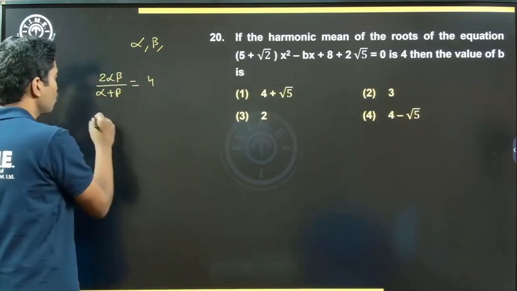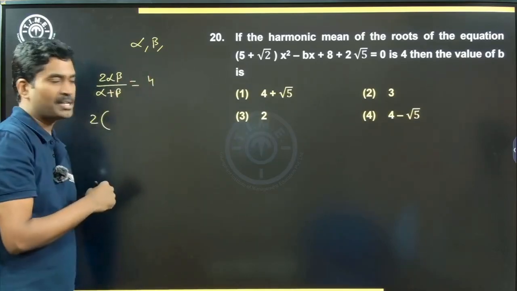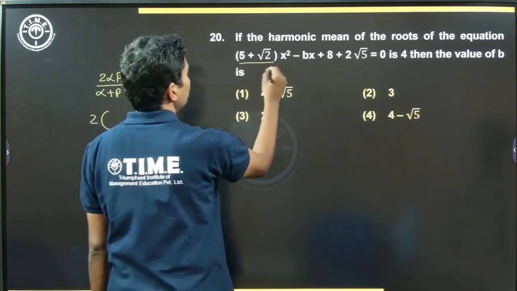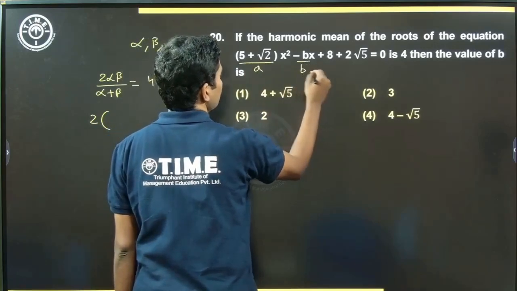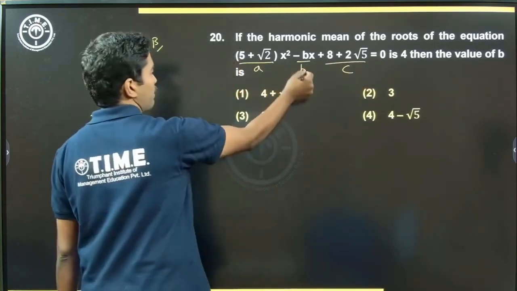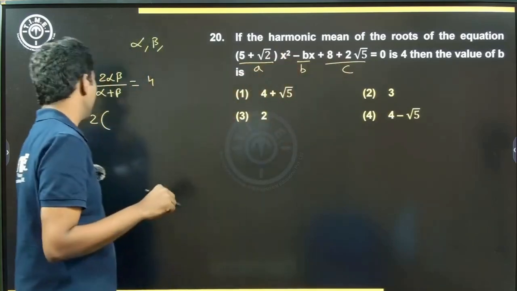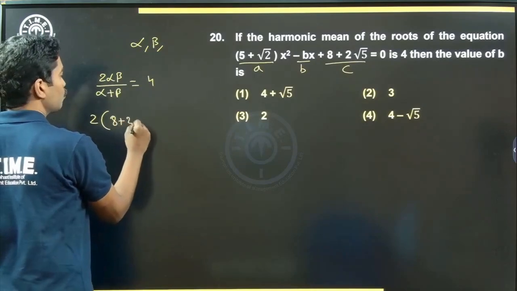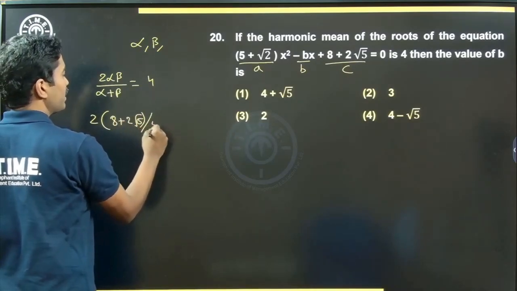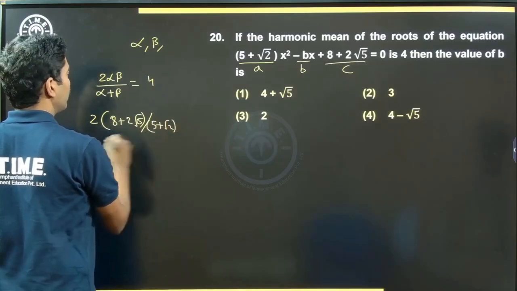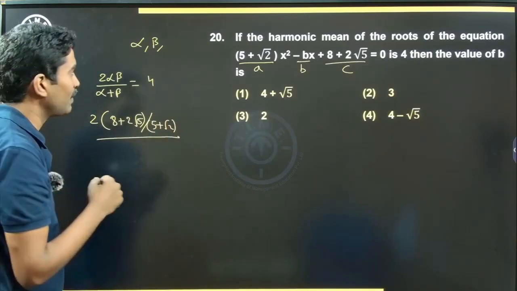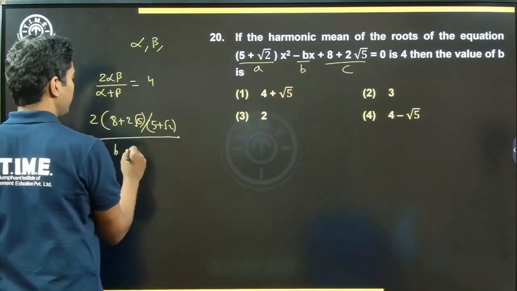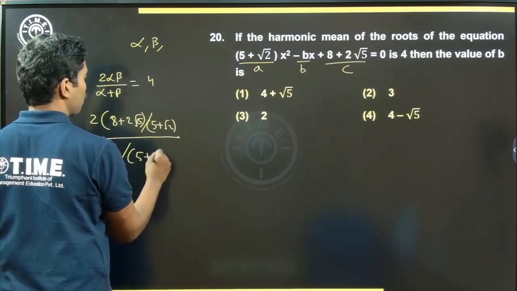All right. So 2 times, what is alpha beta? Alpha beta is the product of the roots, which is c by a. Remember, this whole part is a, this part is b, and this whole part is c. Sum of the roots is minus b by a, product of the roots is c by a. So what is the product of the roots alpha beta here? 8 plus 2 root 5 divided by 5 plus root 2. All right, and the denominator, what is the sum of the roots? Alpha plus beta is minus b by a, minus of minus b, b by 5 plus root 2, right?